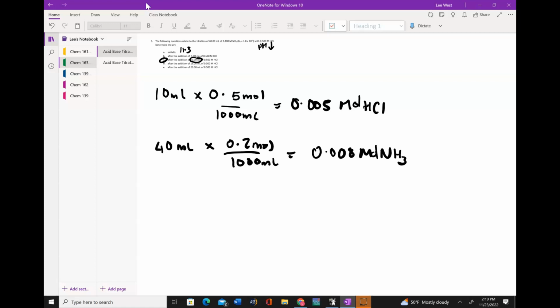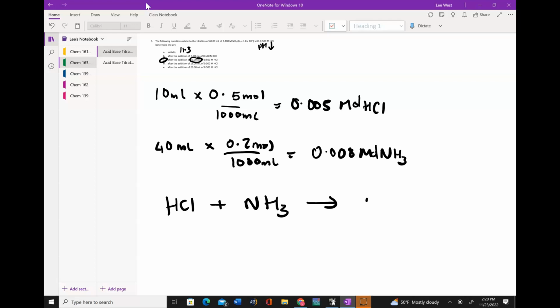So what we want to do now is figure out how much acid and base we're going to have once these two have been combined, and then we can do our equilibrium calculation, which in this case is going to be a Henderson-Hasselbalch buffer type calculation because we are before the equivalence point.